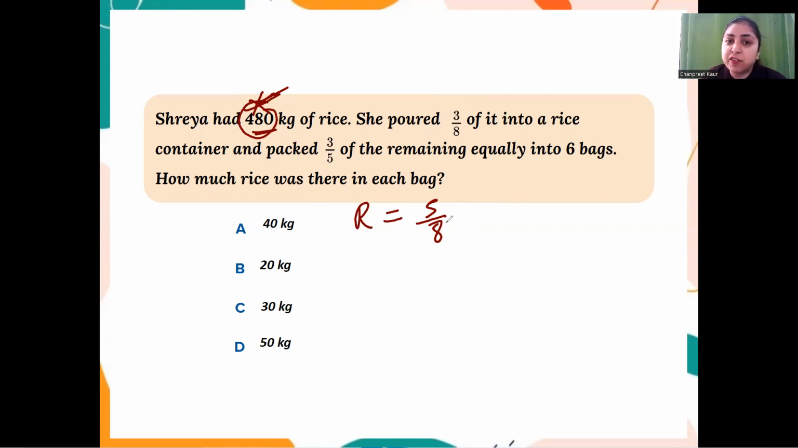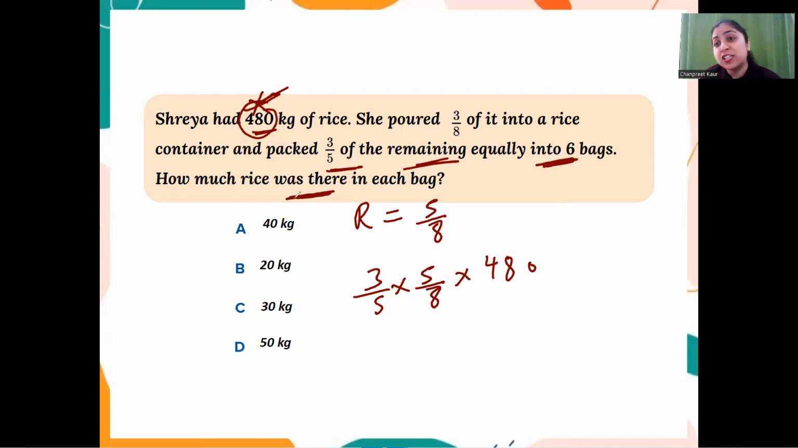Okay. So remaining is 5/8, but she used 3/5 of remaining. So 3/5 of remaining. So this will be my answer. She distributed the remaining quantity equivalent to 6 bags. So how much rice was there in each bag? We need to find rice quantity in one bag. So what I need to do, just divide it by 6.